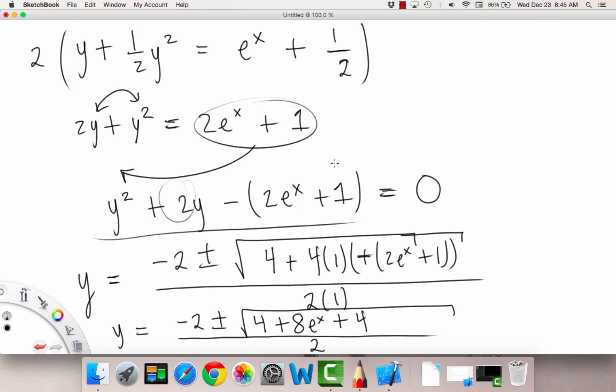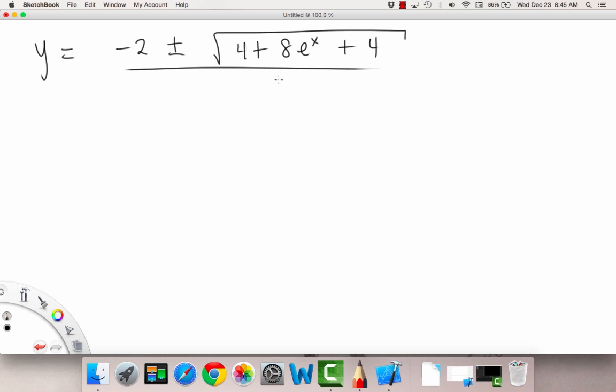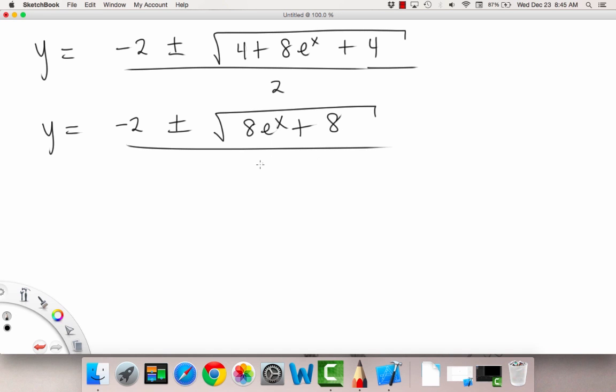And we'll continue this on the next slide. So then we have y is equal to negative 2 plus or minus, and then I'll just write exactly what we had before. So 4 plus 8e to the x plus a 4, and then all over a 2, okay? And then we can combine those 4's inside the square root. Let's do that really quickly. So negative 2 plus or minus the square root of 8e to the x plus an 8. We can factor out an 8 in there.